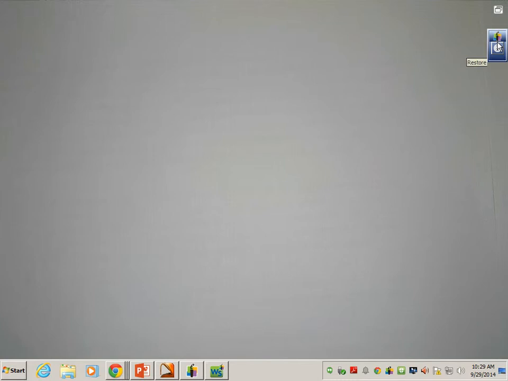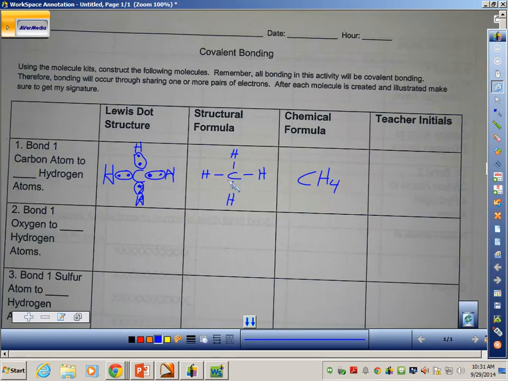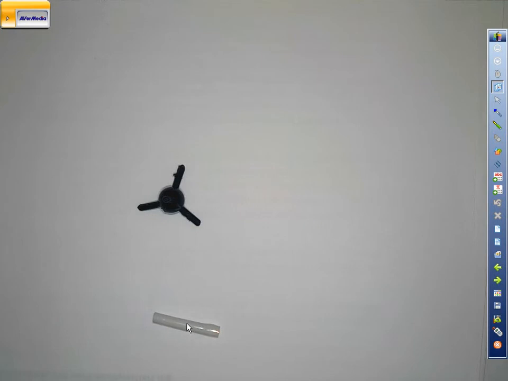This white stick is a bond. That's like a line on your structural formula. So if on your structural formula you have a line, see that line right there? That's where this little stick would go that I'm showing you. So that's where this stick goes, this guy right here. Okay? So how many of these sticks is carbon going to need always? 4. So go ahead and put all 4 on carbon, 4 of those white rods.